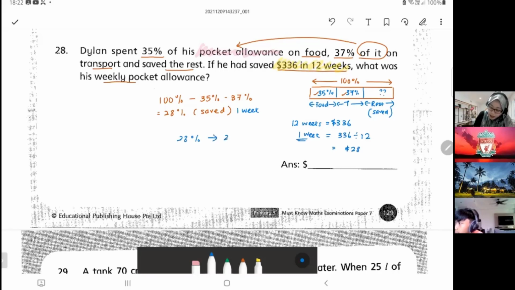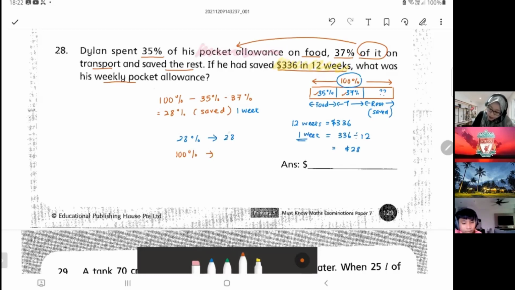28% is $28. I want to find his monthly and his weekly pocket allowance, which is how many percent? 100%. Okay, so if you want to find 1%, you may. How to find 1%? 28 divided by 28 equals 1. If not, you can just skip this. I teach my students to go faster. So just find 100%. This is what I want.